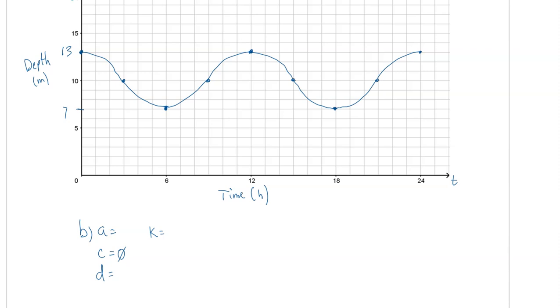We've already talked about that. That's that distance up from the middle. That's another reason why it's nice to find the middle. If you've already thought about all these things when you do the graph, then coming up with the equation should be fairly straightforward. So that's 3, and in this case it's positive because we're starting at the max.